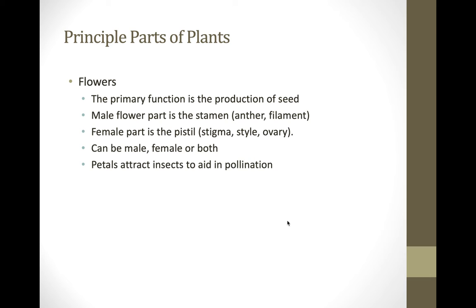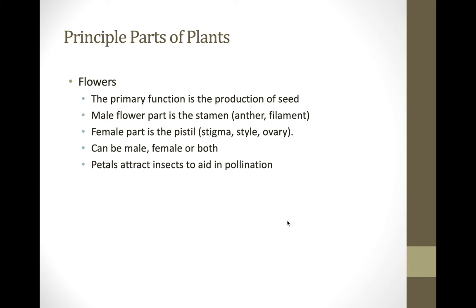The pollen is going to land on the female part of the plant. It's going to land on what we call the pistil. The pistil is the entire female part of the plant, but it has three different parts. The top part is sticky. The sticky stigma is going to be something that pollen can stick to.